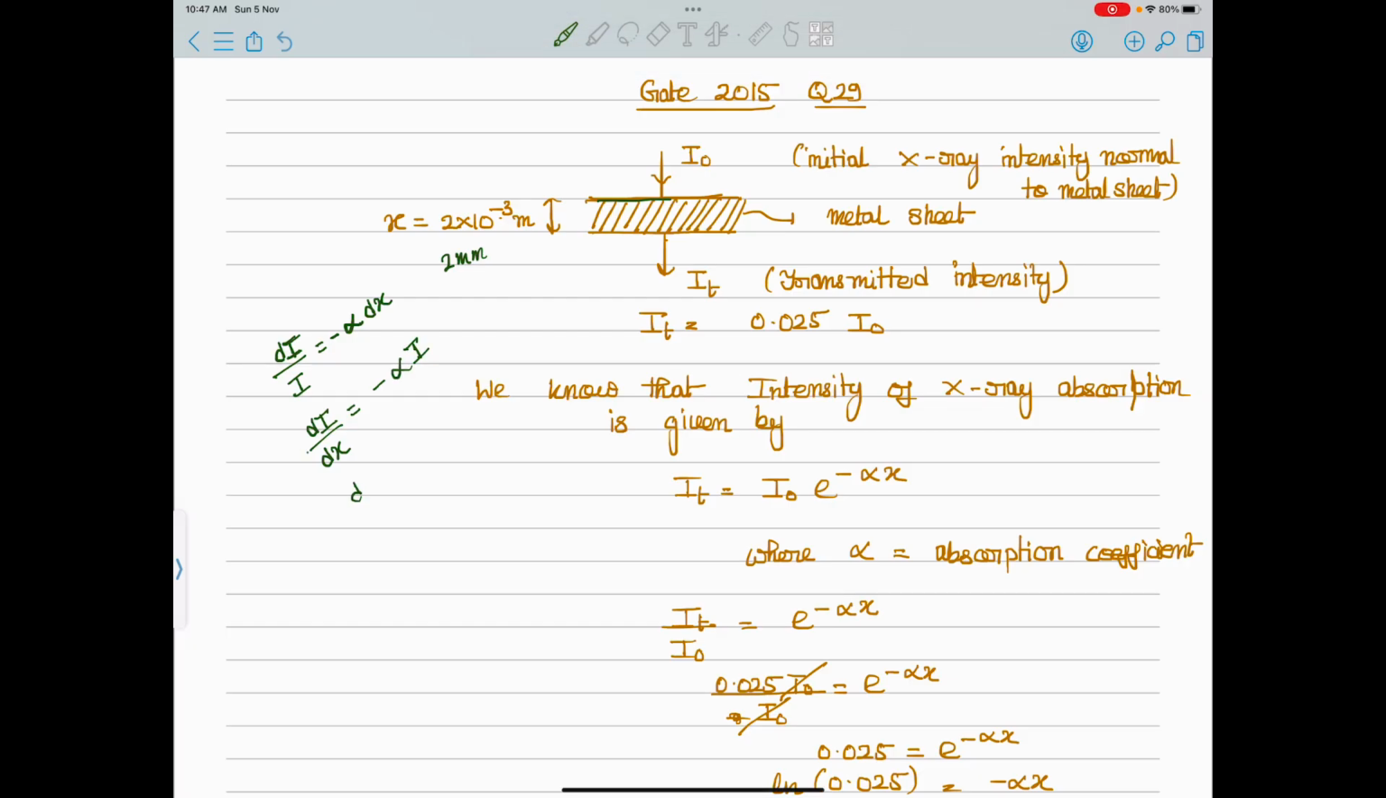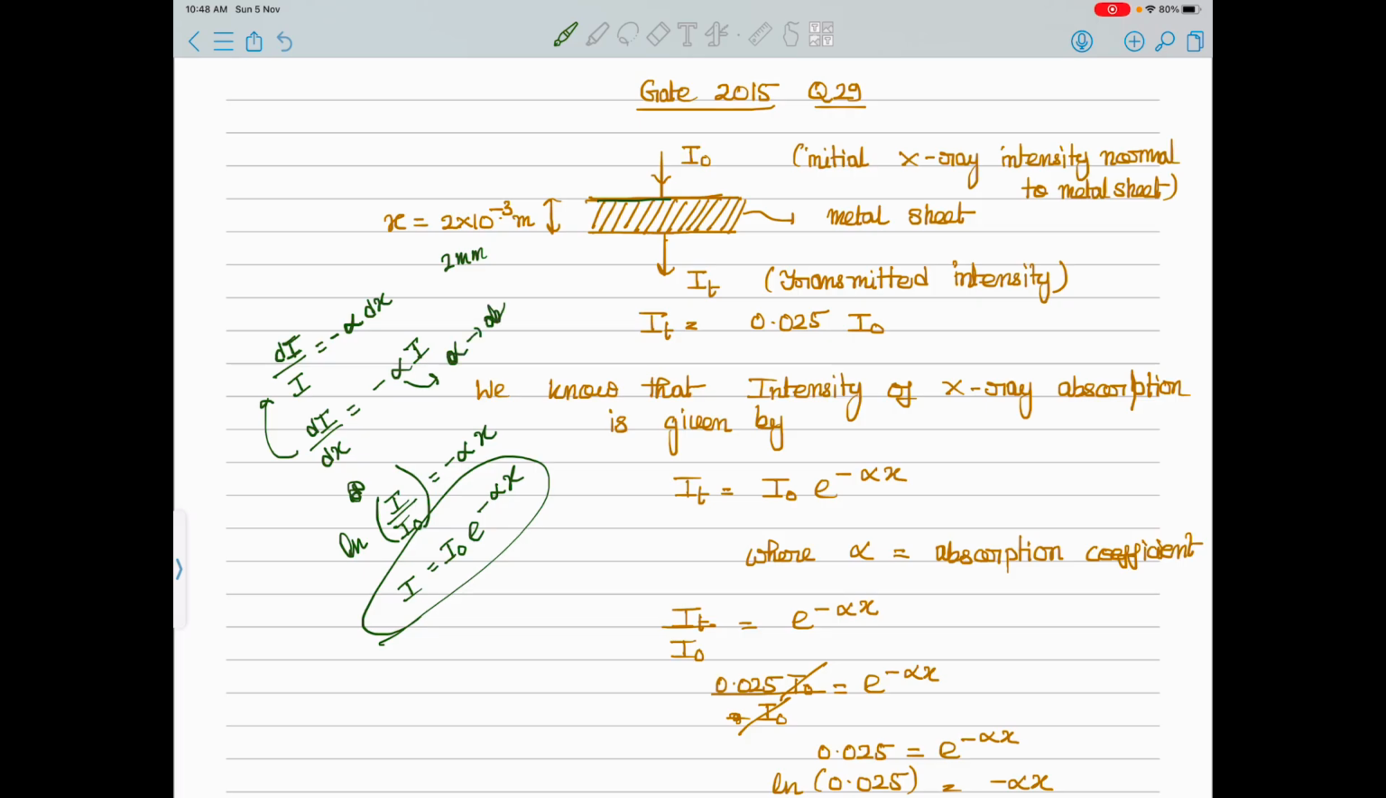Therefore dI by I is minus alpha dx, and if we integrate, it becomes log of I by I0, the initial one, is minus alpha times x. Therefore I becomes, if we take the exponential on the other side, I0 e to the power minus alpha x. This is how we can calculate for any kind of EM waves traveling through a metal sheet or some kind of absorbing material, with alpha as the absorption coefficient, how the intensity varies.